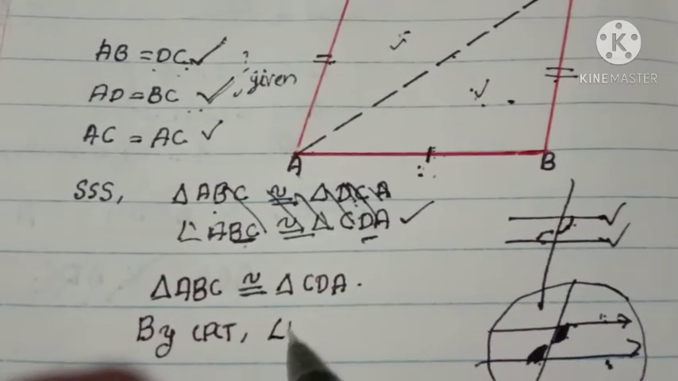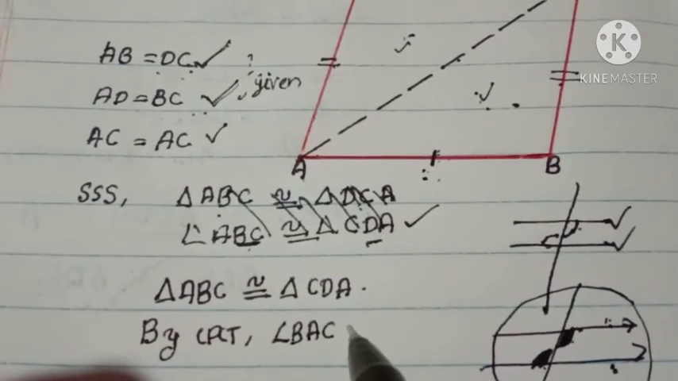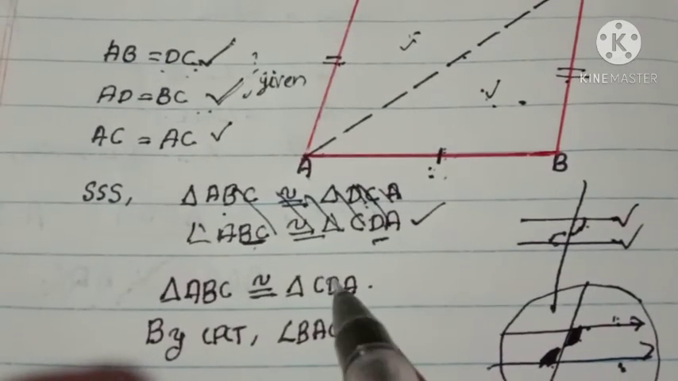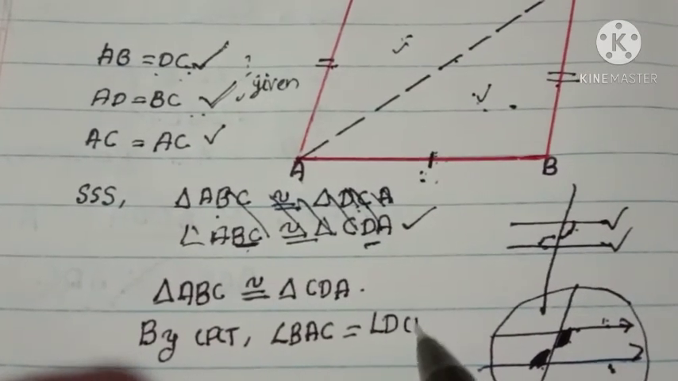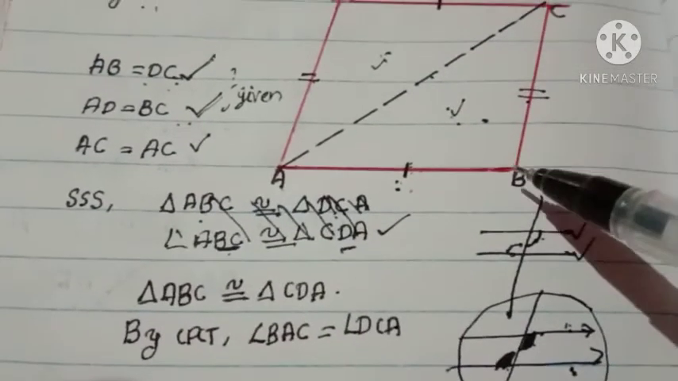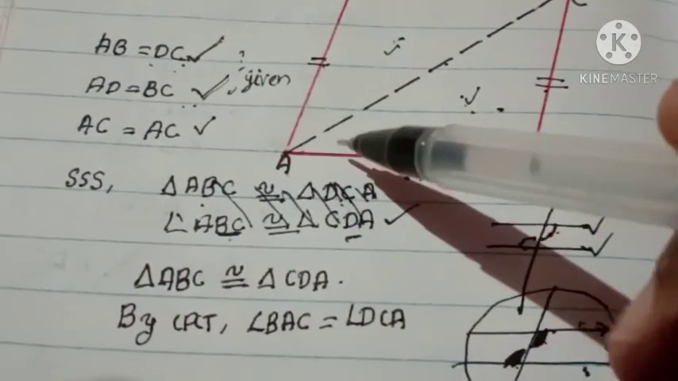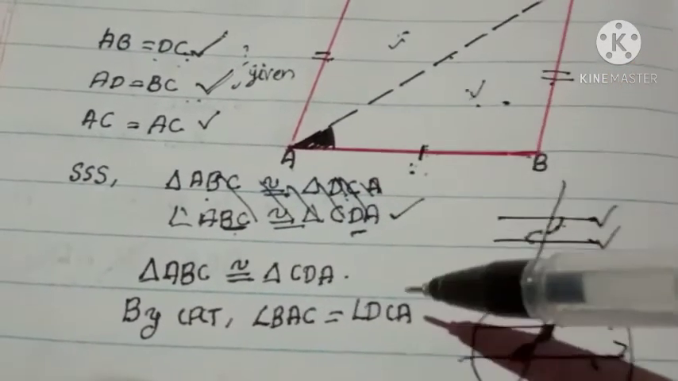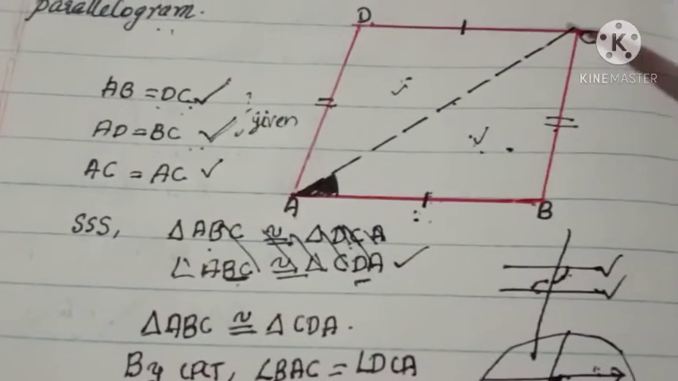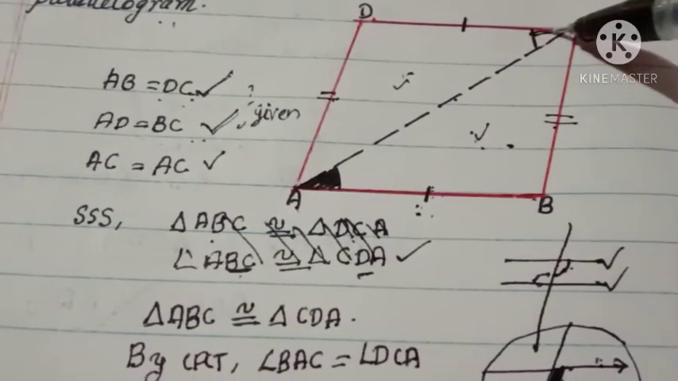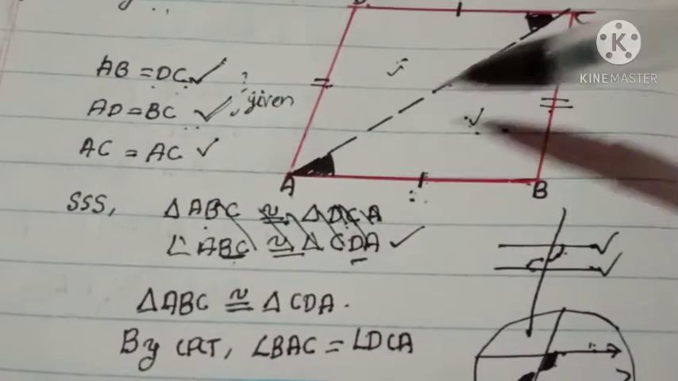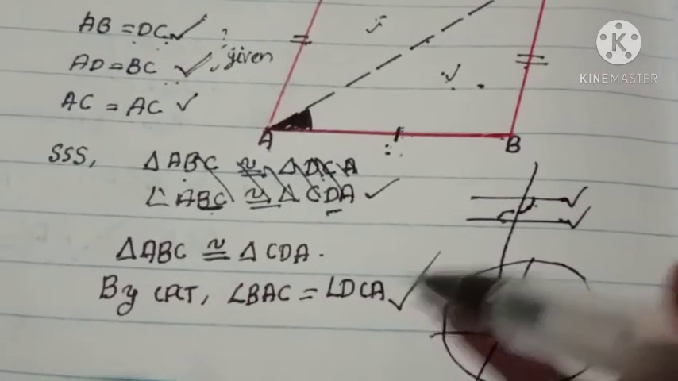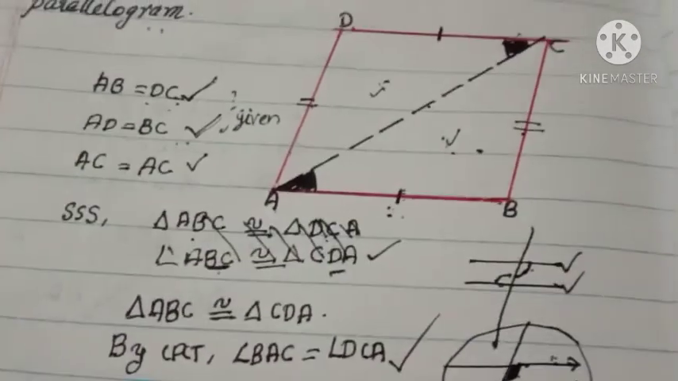Listen, angle BAC. Corresponding to this angle, what is the angle here? DCA. Now look at the figure. BAC angle is this one. BAC, isn't it? Yes. Now DCA, this is the angle. Look at here. These two angles are, yes, alternate angles, isn't it? Yes.